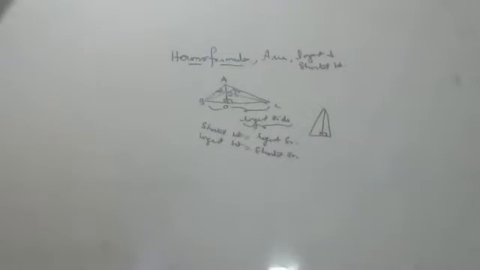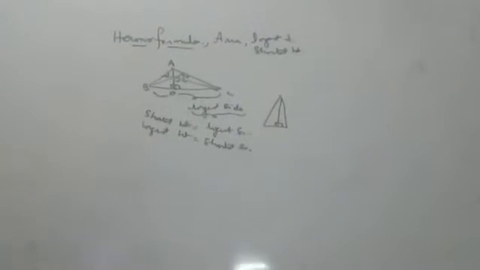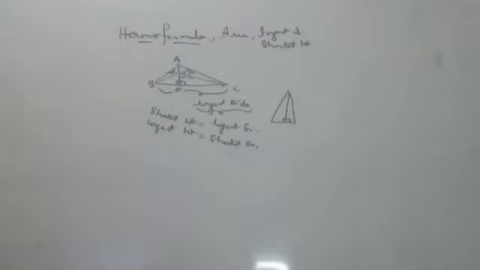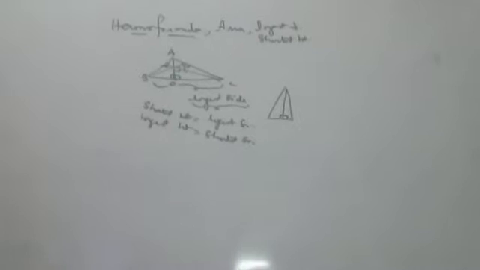So whichever has the shortest side will have the longest height, and whichever has the longest side will have the shortest height. Slowly, if you do, you will understand, children. One by one, I will do all the sums. Please try to understand.